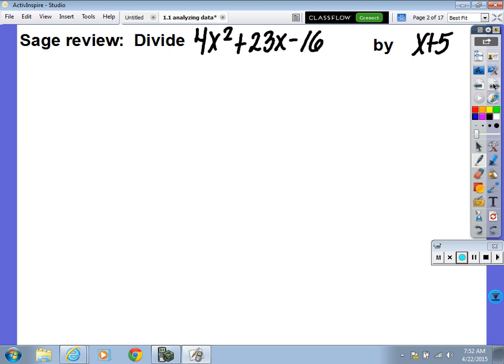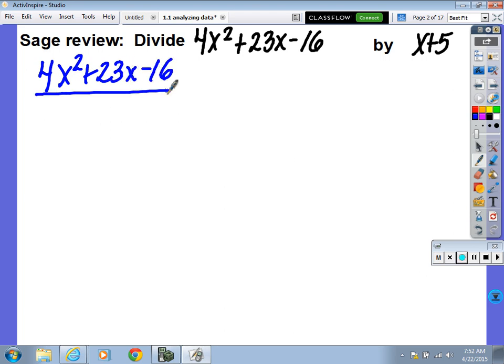Okay, so we're asked to divide 4x squared plus 23x minus 16 by x plus 5. So remember that we learned to divide many different ways. So you could try it by doing a couple different things. First of all, you could set it up like this: 4x squared plus 23x minus 16 all over x plus 5. And then you can see if the top factors. And if it does, then you can divide out common terms. Or if it doesn't factor, though, you're in trouble because this still divides.